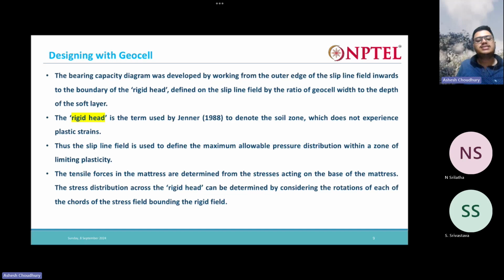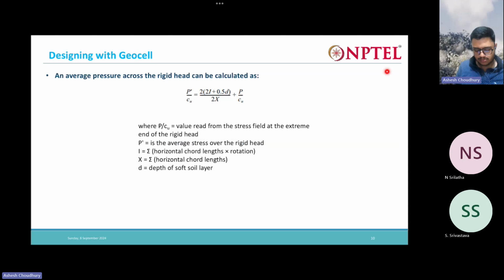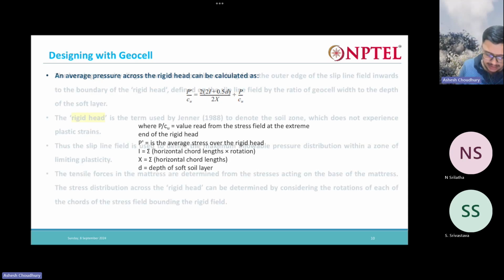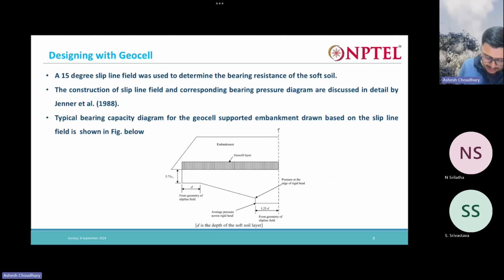The stress distribution across the rigid head can be determined by considering the rotations of each of the chords of the stress field bounding the rigid field. So we will see that roughly in the upcoming slides. So the average pressure across the rigid head. See, P by Cu, this is the pressure at this point.